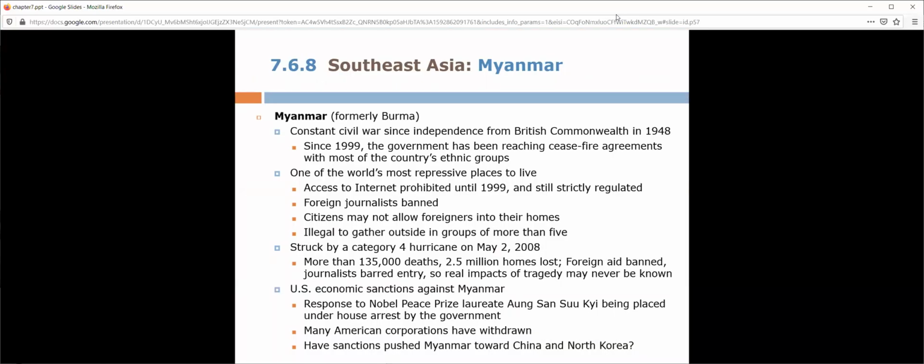Myanmar, formerly known as Burma. This is just more depressing stuff, honestly. Constant civil war since the British gave them up in 1948. About 50 solid years of internal fighting. Foreign journalists are banned. No internet really. You can get shot just for pissing off the wrong person over there. Lots and lots of fighting, lots of death, lots and lots of destruction. This particular part of the world, heavily controlled by China.